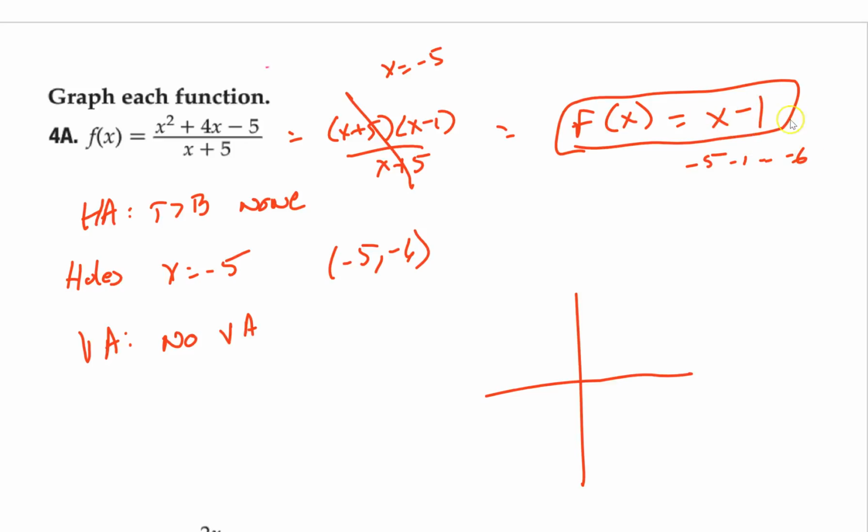Y-intercept is -1, so start there. Slope of 1 over 1. Good old linear algebra. Get something like this. Don't forget there's a hole at (-5, -6). So let's say that's -5, that's -6. It should be on the line, so that's a hole right there. So graph, hole, graph. There's one part of this graph that you cannot have a value, and that's at -5. And that's how you do one with the hole.